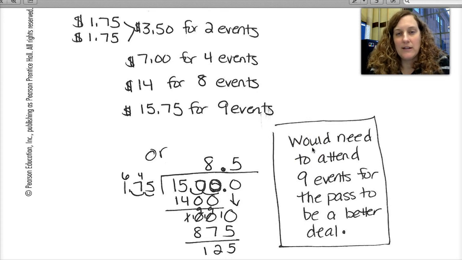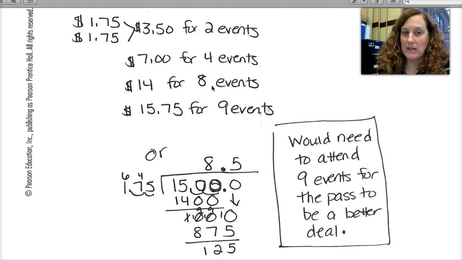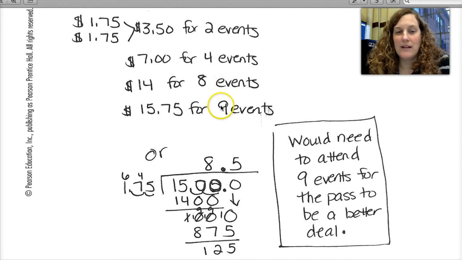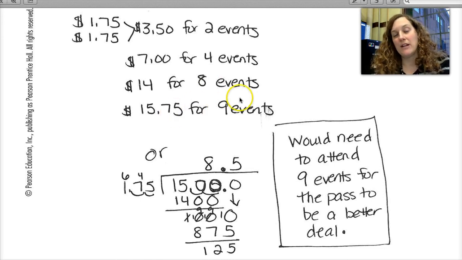So I thought about it as $1.75 per event, which would mean it costs $3.50 for 2 events. So if they only went to 2 events, the pass would not be a good deal because they're not spending $15. So I just kept going and saying $3.50 for 2 events, $7 for 4 events, $14 for 8 events. So $14 for 8 events, so far it's still cheaper to pay individually and not use the pass. But when we get to 9 events, it costs $15.75. So it's definitely cheaper for 9 events to get the pass. So that's the cutoff: you would need to attend 9 events for the pass to be a better deal.